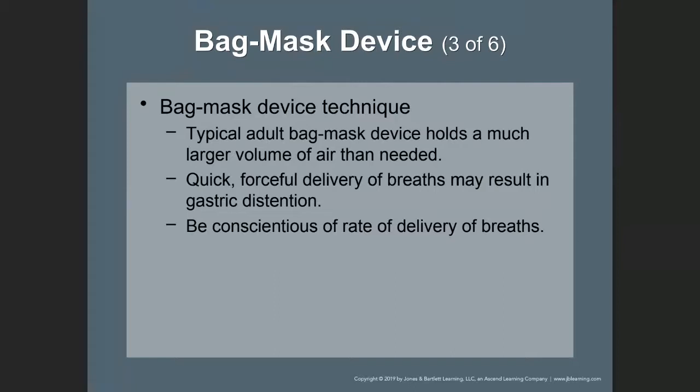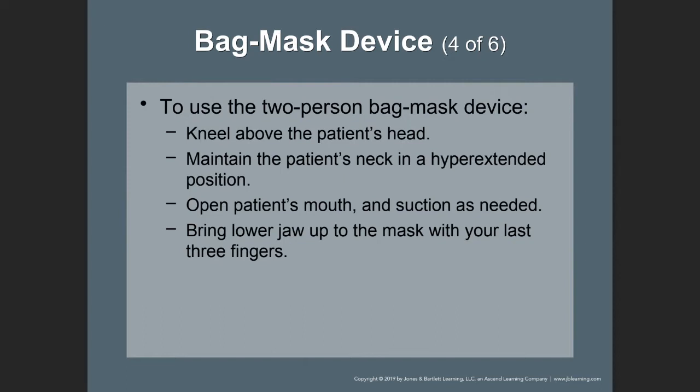Bag mask device technique. A typical adult bag mask device holds a much larger volume of air than needed. Quick, forceful delivery of breaths may result in gastric distension. So if the ventilations are too fast or too forceful, they can bypass the trachea and go into the stomach and cause gastric distension. Be conscientious of the rate of delivery of breaths. Pay attention to what you're doing.